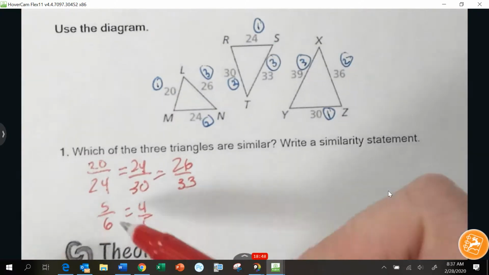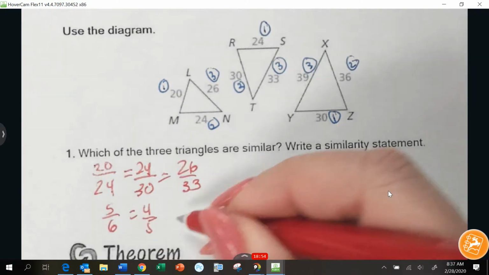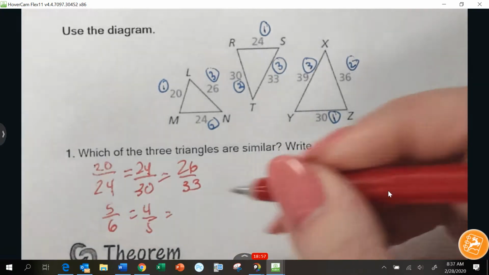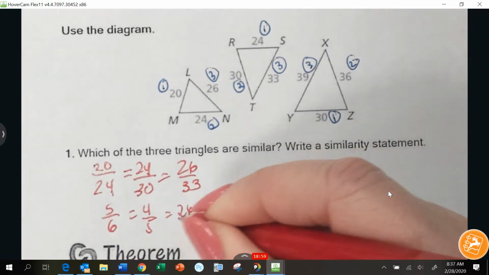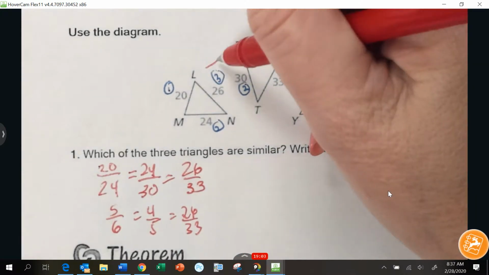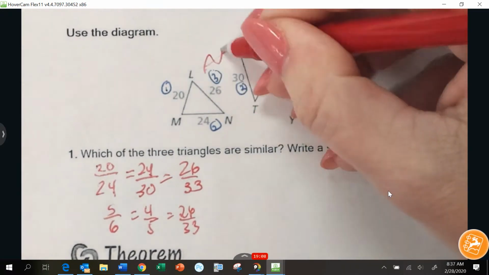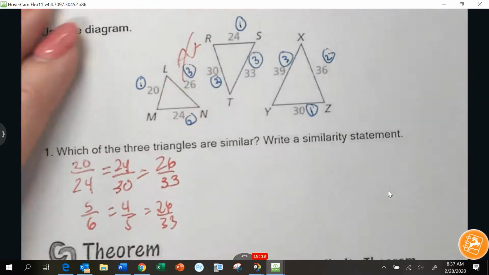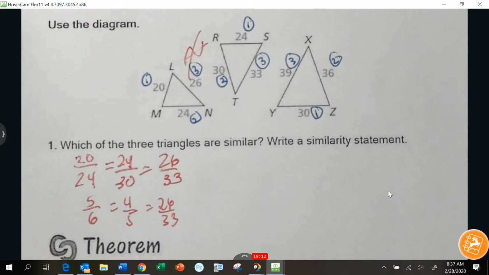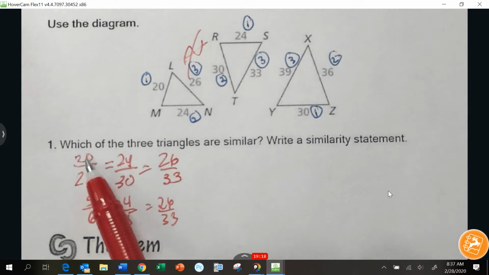I found 2 of them, and they're not the same. So I can just stop. I mean, I can find the third one. So that one doesn't even reduce. So I know that these two are not similar. You could do 24 over 20. Yep, either way, as long as you have the same triangle straight across from itself.